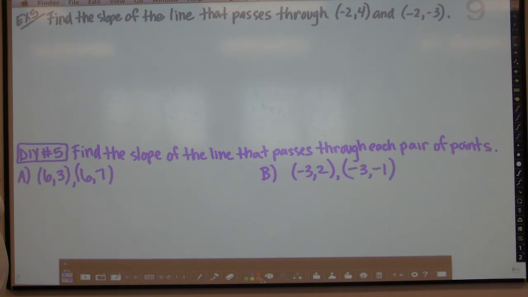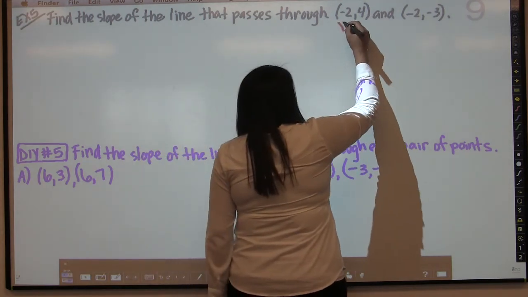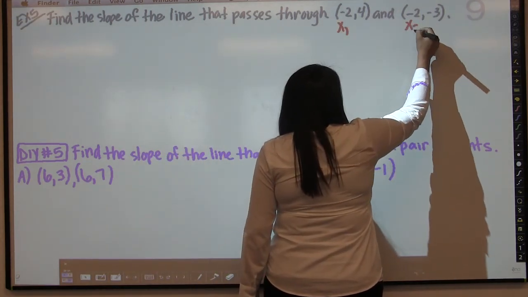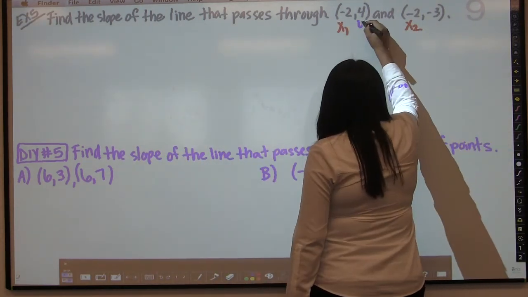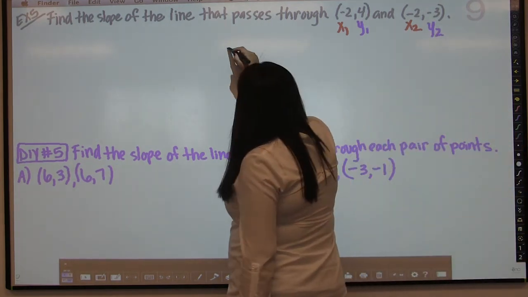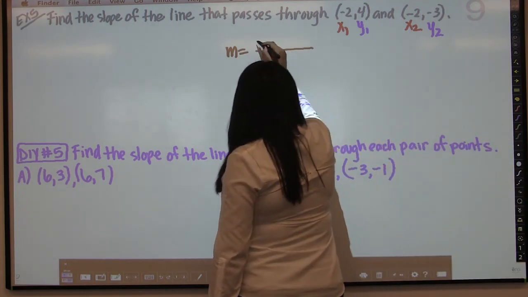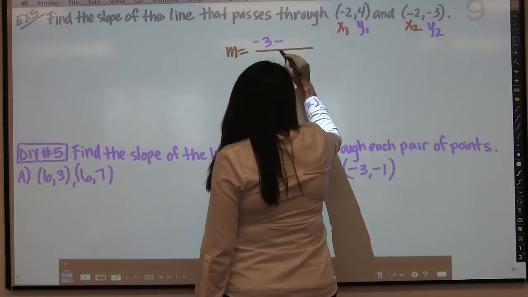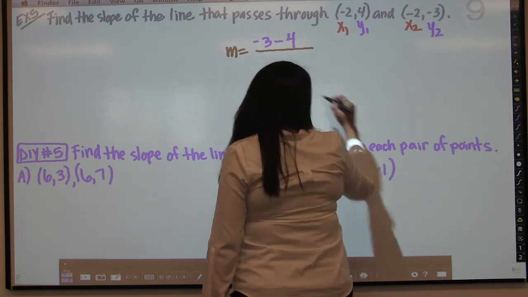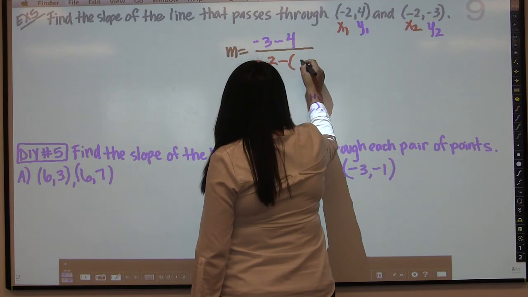It says find the slope of the line that passes through negative 2, 4, negative 3. So again, you know what I'm going to do? I'm going to come over here, I'm going to say label, label, label, x1, x2, y1, y2. Calculate the slope. M equals y2, which is negative 3, minus y1, which is 4, divided by x2, which is negative 2, minus negative 2.